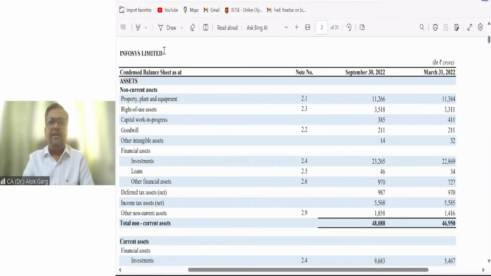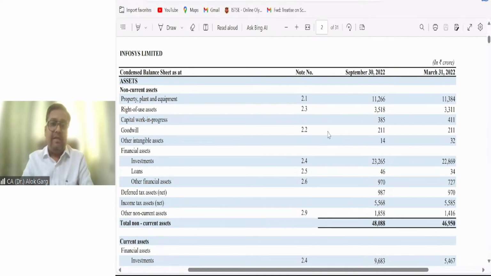Can you see the interim condensed balance sheet? It is as on 30th September 22 and the comparative is 31st March 2022. This interim condensed balance sheet is for the half year ended. So this interim condensed financial statement is as on date and for the half year ended September 22. So the September 22 comparison is March 22 in the balance sheet. Now let's come to the P&L.